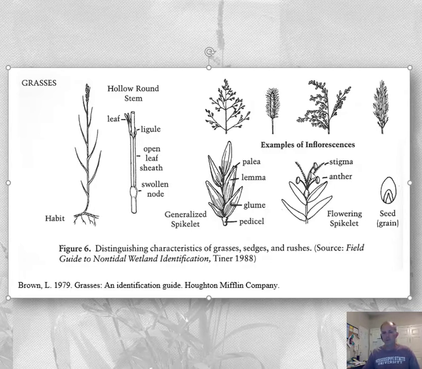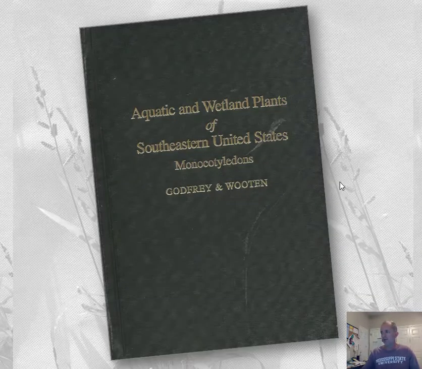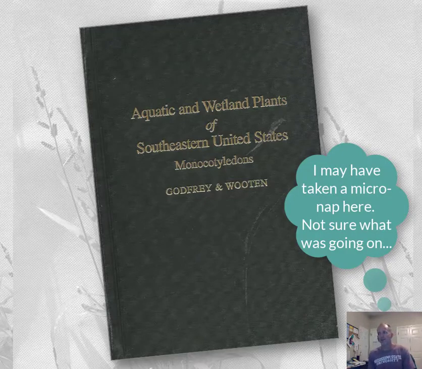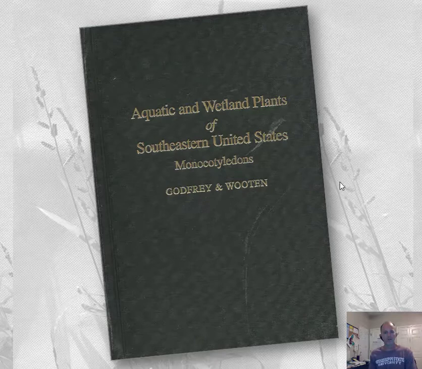I used, let me see if I can get over here, I used this book, The Aquatic and Wetland Plants of the Southeastern United States by Godfrey and Wooten, published in 1979. And I'm going to use that again here. I just want to point out that the key I'm using is from this book. And I know sometimes this book may be out of print.